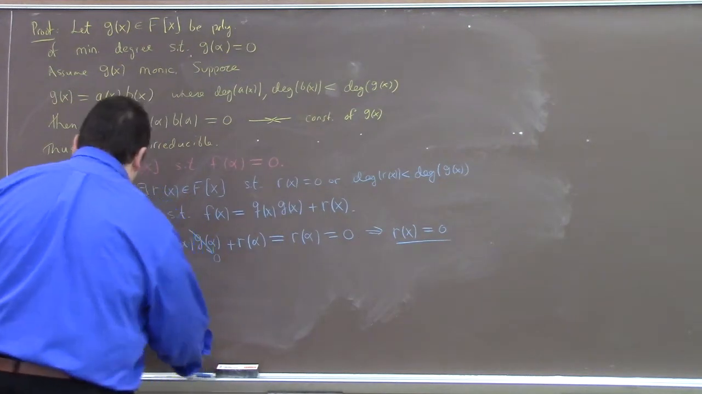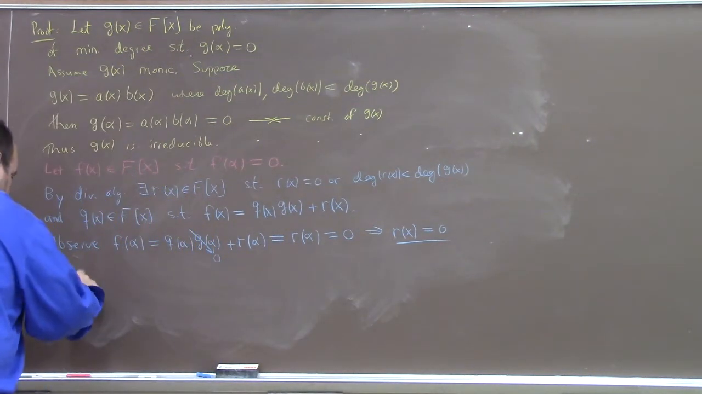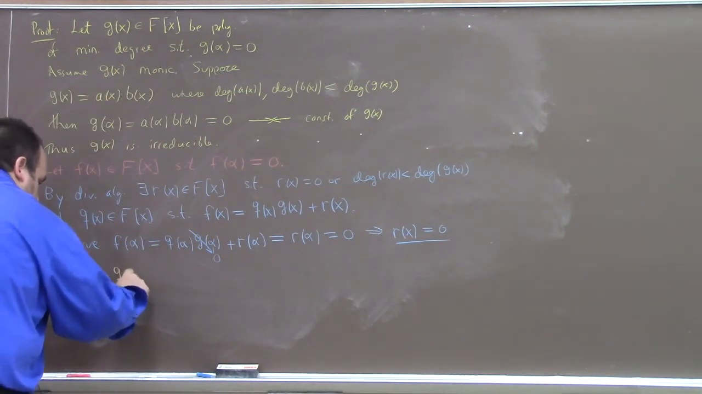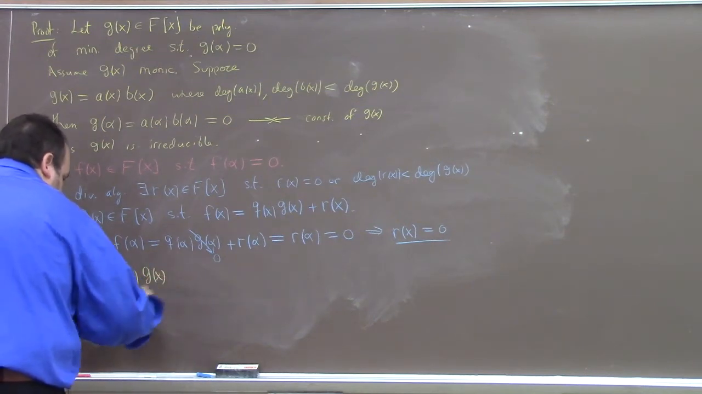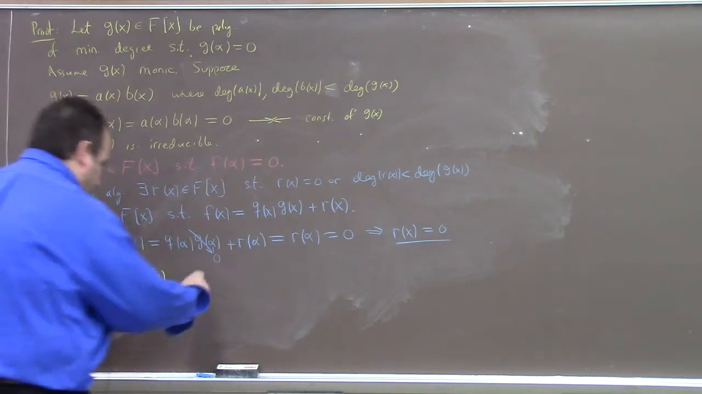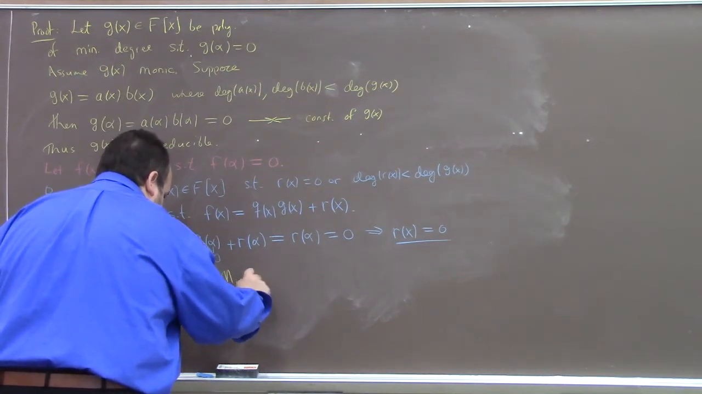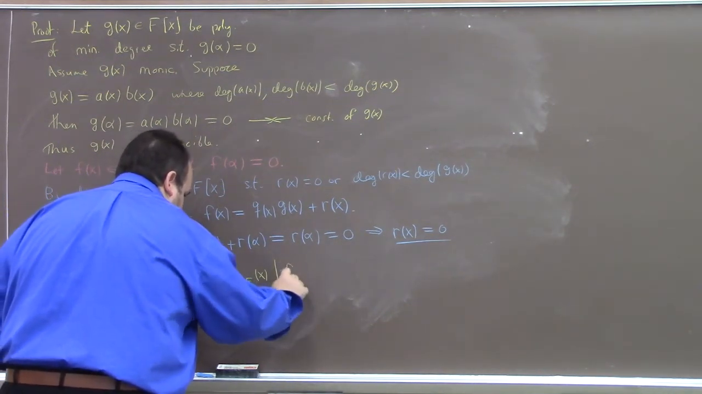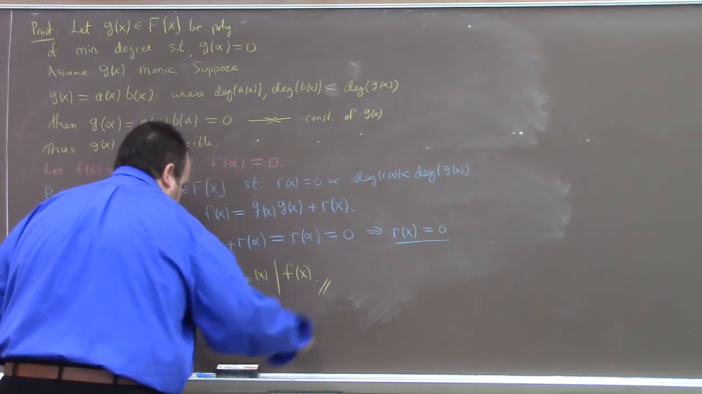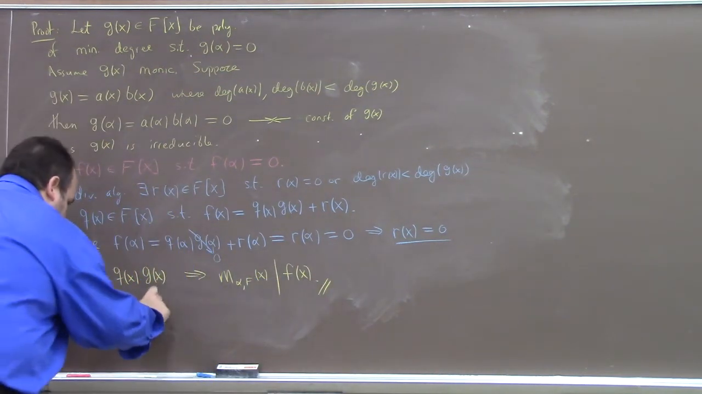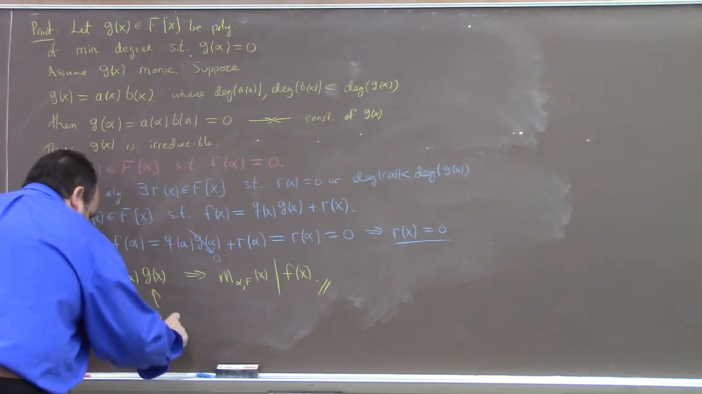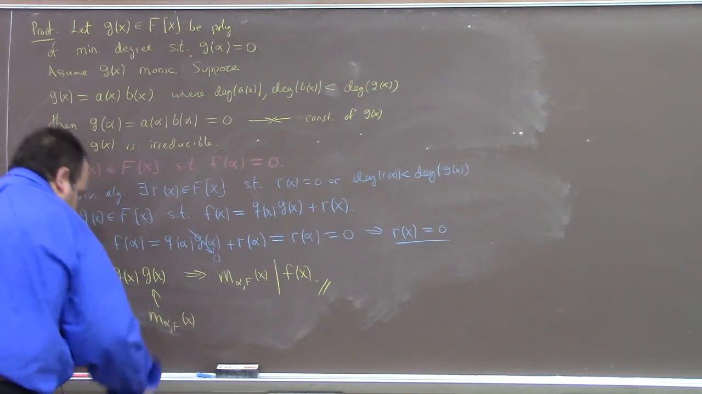And hence, what do we got? f of x is equal to q of x times g of x, which means that the minimal polynomial of alpha over F divides f of x as required. Of course, we're identifying this as the minimal polynomial over F, and this is our notation for this g of x.